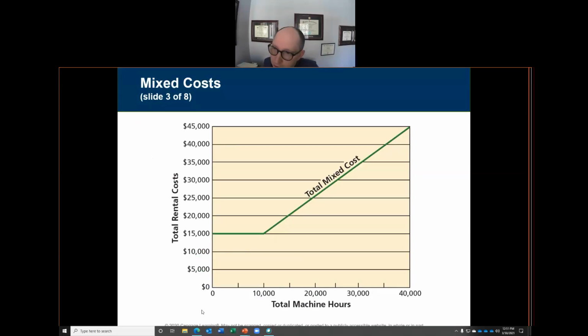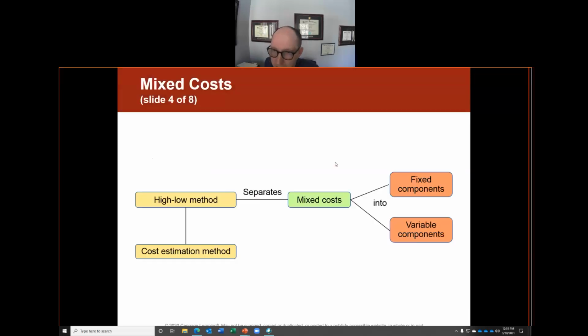And here's how that looks graphically. 15,000 until I hit 10,000 hours. As we go over that 10,000 hours, my rental charges increase $1 for every 10,000 hours thereafter. See how that works? Make sense? That's mixed cost. Very easy concept.